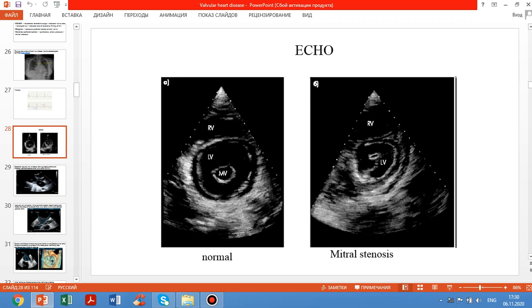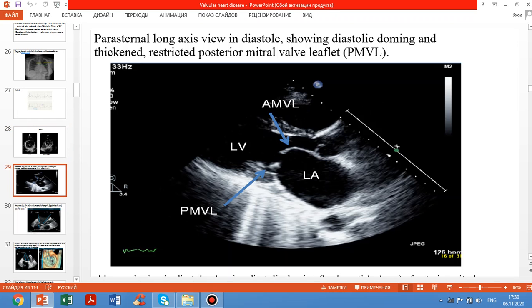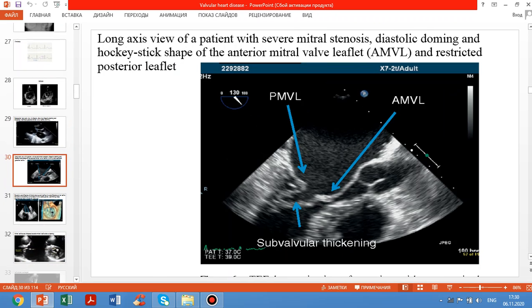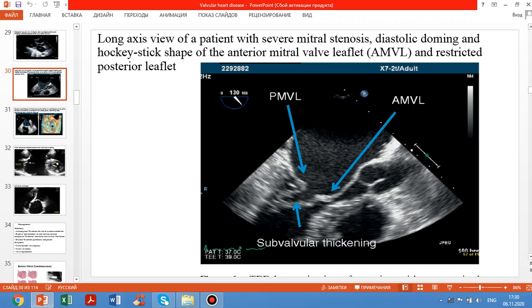In echocardiography, normal mitral valve area, and the mitral valve area in mitral stenosis. Parasternal long axis view in diastole, showing diastolic doming and thickened, restricted posterior mitral valve leaflet. Long axis view of a patient with severe mitral stenosis: diastolic doming and hockey stick shape of the anterior mitral valve leaflet and restricted posterior leaflet.